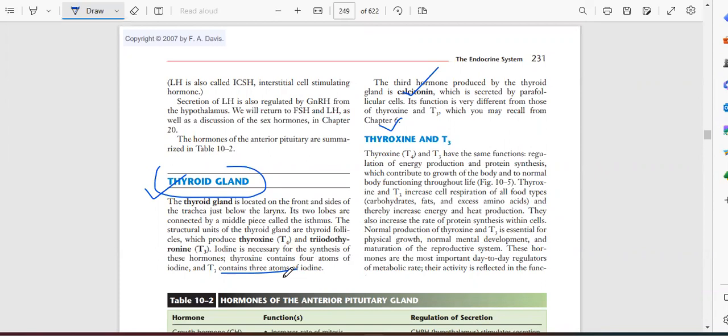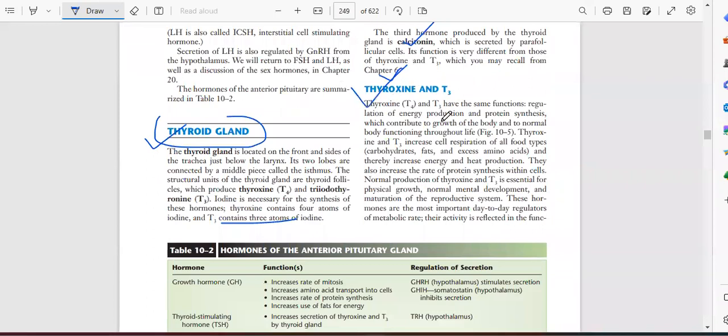So what will it produce? It produces T4 and T3. It needs iodine for production of T3 and T4. T3 has 3 atoms of iodine, and T4 has 4 atoms of iodine. Another product produced by the thyroid gland is calcitonin, which is different from T3 and T4. First we will talk about thyroxine and T3.